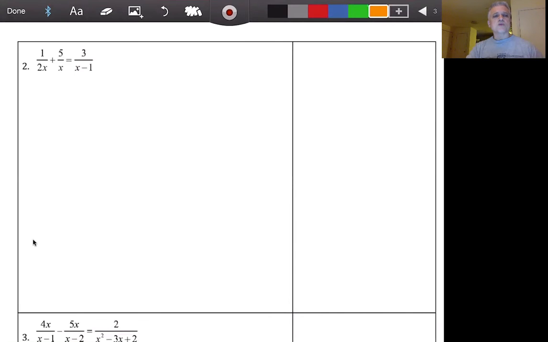Question number 2, step 1, we need our LCD. So I'm going to list my denominators. We've got a 2x, we've got an x, and we've got an x minus 1. Now, the only thing I'm going to make note of here that's a little bit tricky, maybe you're thinking, wait, this is not tricky, this is exactly what I think. 2x, I'm just going to write as 2 times x. So we've got the 2 and the x.